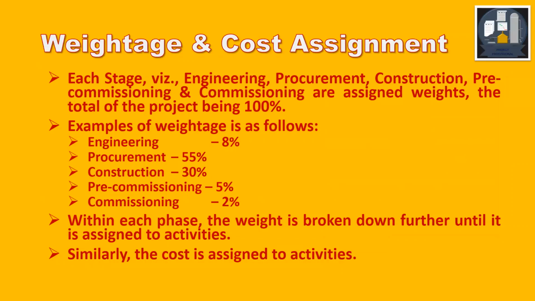Weightage and cost assignment. Each stage, engineering, procurement, construction, pre-commissioning, and commissioning, is assigned weights, the total of the project being 100%. An example of weightage is as follows: engineering may be 8%, procurement 55%, construction 30%, pre-commissioning 5%, commissioning 2%, and if you add up, it is 100%. Within each phase, like engineering or procurement or construction, the weight is further broken down until it is assigned to activities. Similarly, the cost is assigned to the activities.